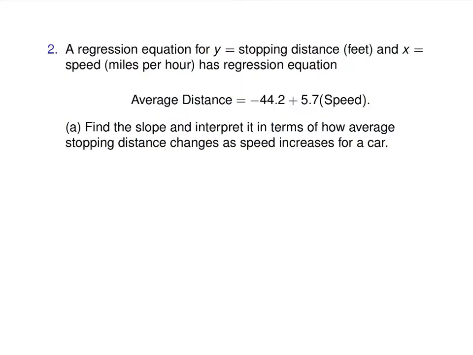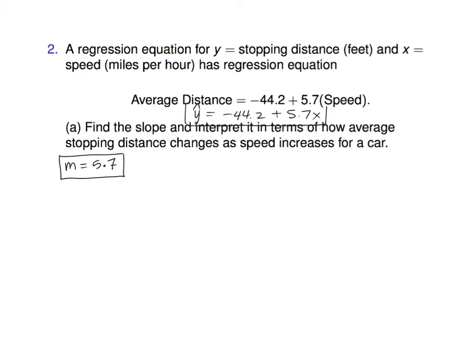A regression equation for y equals stopping distance, which is measured in feet, and x equals speed in miles per hour is given below. Notice that this could also be written as y hat equals negative 44.2 plus 5.7x. And I'm probably going to tend to do it that way, even though your book doesn't. So find the slope and interpret it in terms of how average stopping distance changes as speed increases for a car. So first of all, the slope is 5.7. Congratulations, you found it. You get 1 point out of 3. Now you have to interpret what it means.